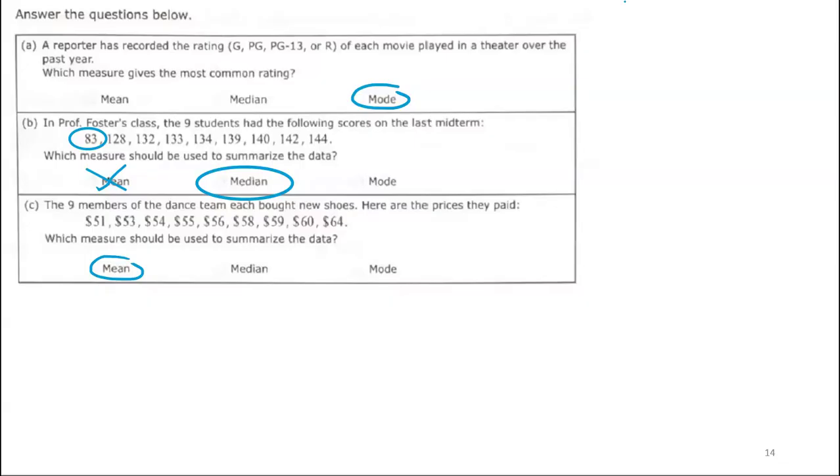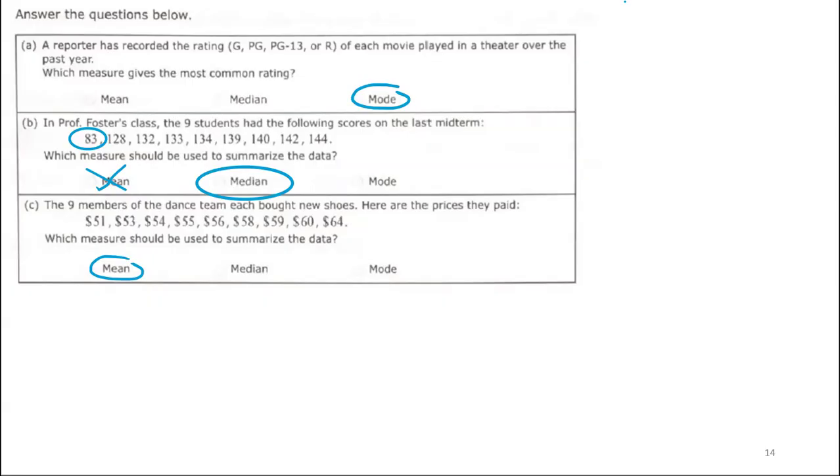Okay. So remember, the mean is the average, the median is the middle number. Make sure that you put that in order from least to greatest, and then you pick the middle number. If the two numbers in the middle are different, you have two numbers in the middle, then you take the average of the two. And the mode is the number that occurs the most. You can have more than one mode, or you can have no modes at all.